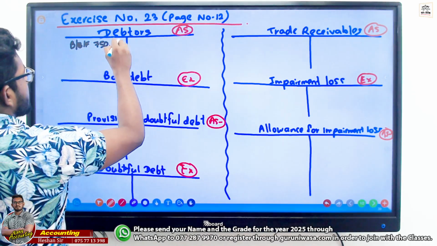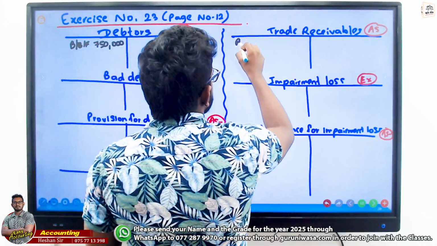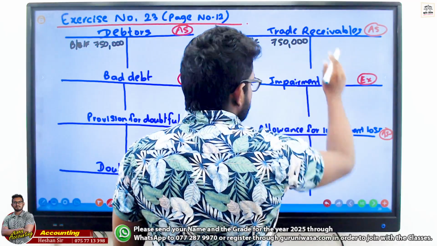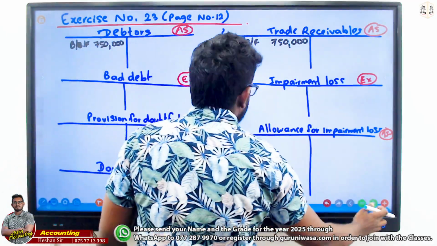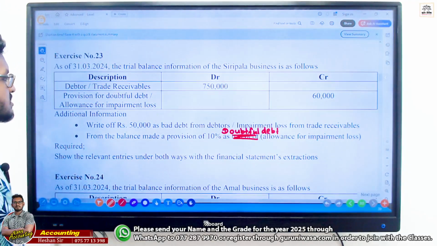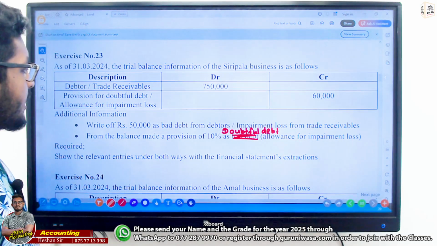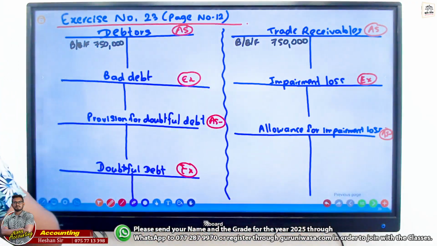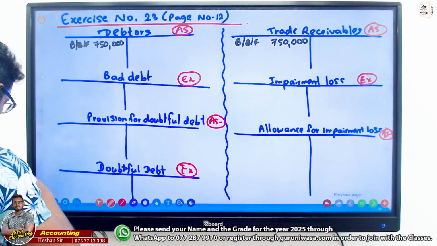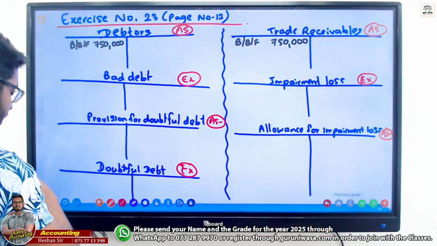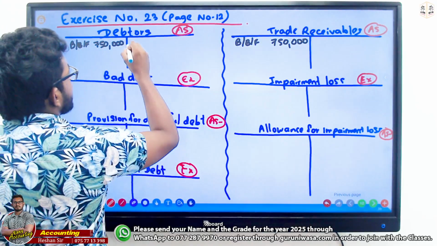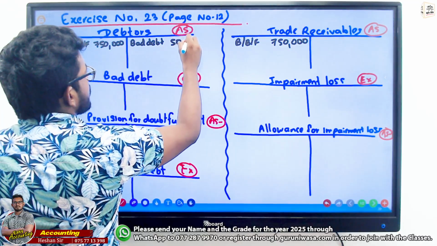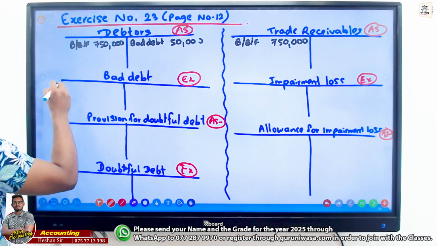The month-end balance is the same thing, 700. So what are they asking us to do? They are asking us to write off 50,000 as bad debt. So when we write off 50,000 as bad debt, we credit the debtors account and we debit bad debt.